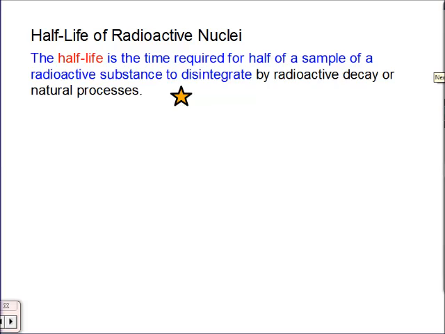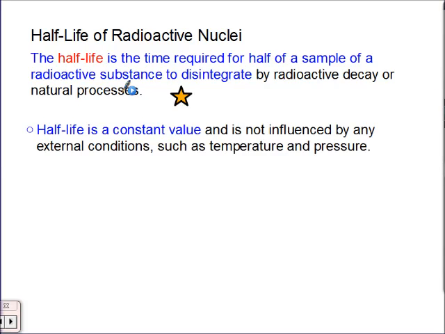So the half-life is defined as the time required for half of a sample of a radioactive substance to disintegrate by radioactive decay or natural processes. It is a constant value. It will always take this certain amount of time for half of it to decay, and we're talking about half of the half. It doesn't matter what the conditions are, the temperature, pressure, does not matter. It's always a constant.